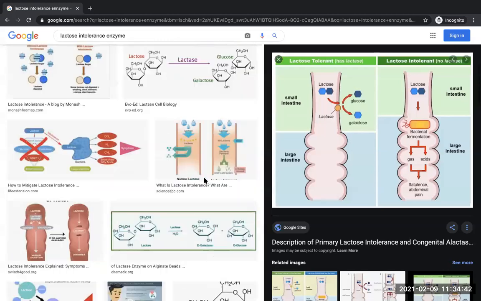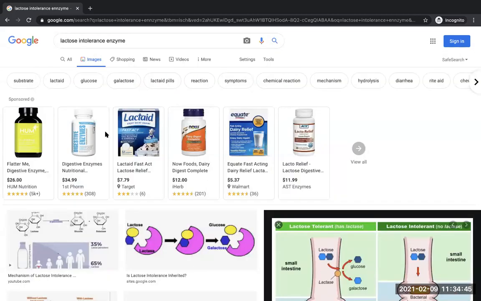So how can you prevent that? Maybe before you eat something with lactose, you can take this digestive enzyme that's lactase so it can be broken down. So you can avoid that by taking these.